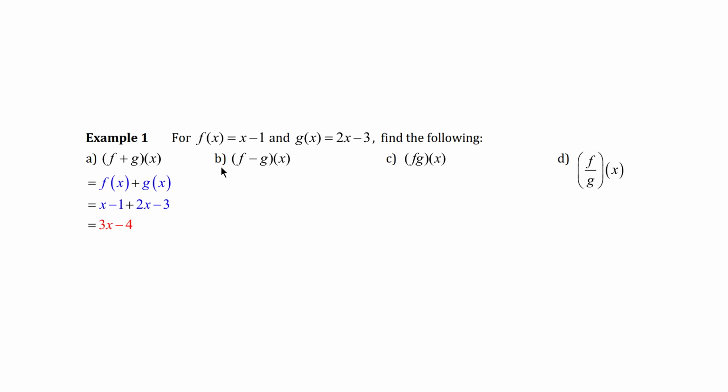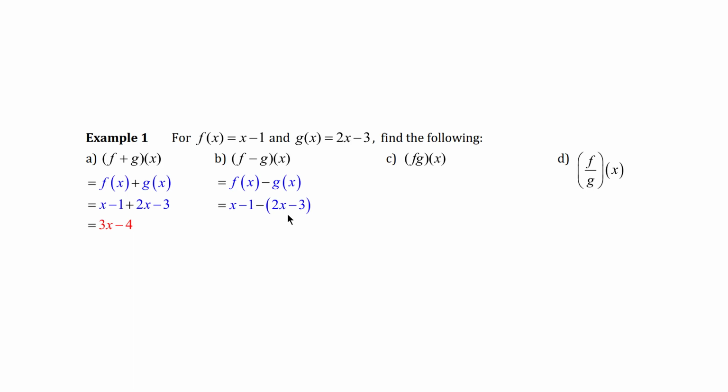Moving on to part B, we have f minus g of x. We apply the difference rule, which is just f of x minus g of x. Again, we just substitute x minus 1 for f of x, and we substitute 2x minus 3 for g of x. We get x minus 1 minus parentheses 2x minus 3.